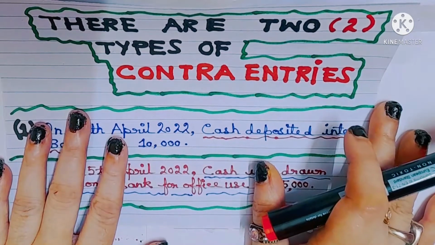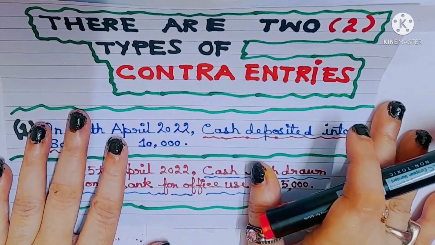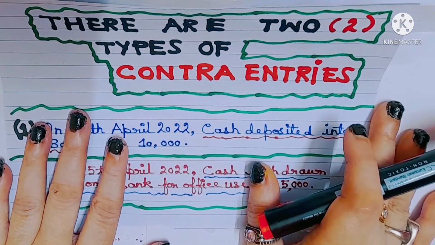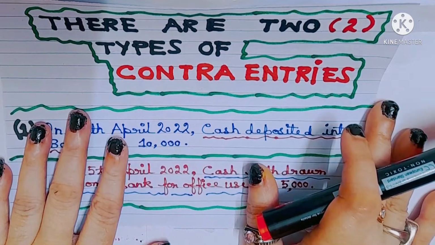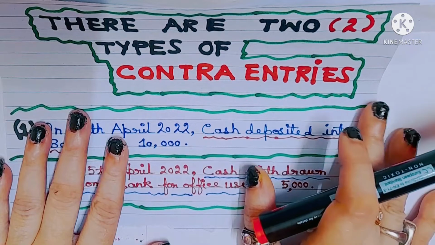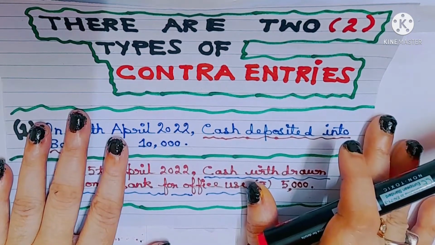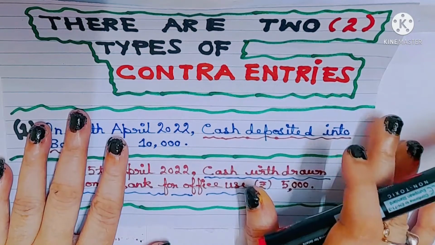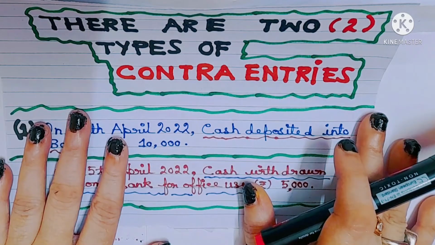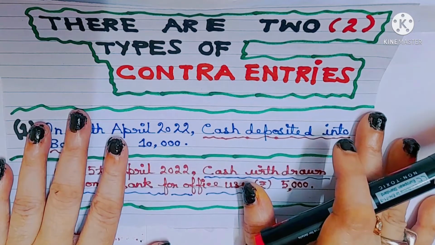The word contra came from the Latin word which means opposite. The word contra means opposite or against. The contra entry involves both a cash account and a bank account. In a double column cash book or a triple column cash book, contra entries are recorded on the debit and credit sides of the cash book at the same time. Contra entries means side by side entries.